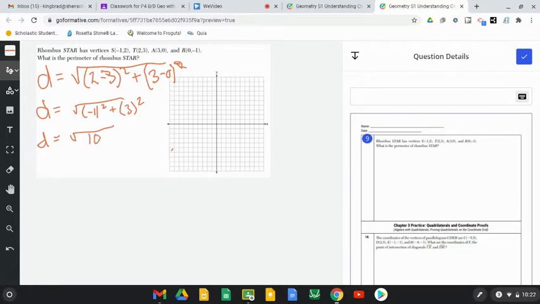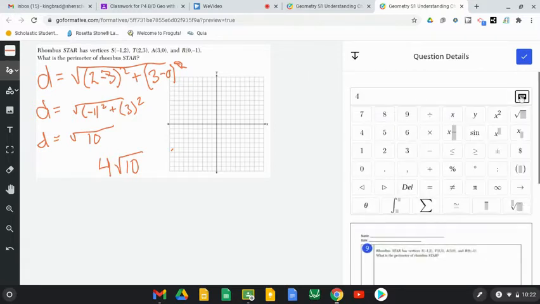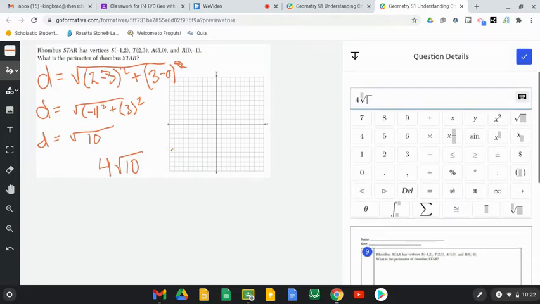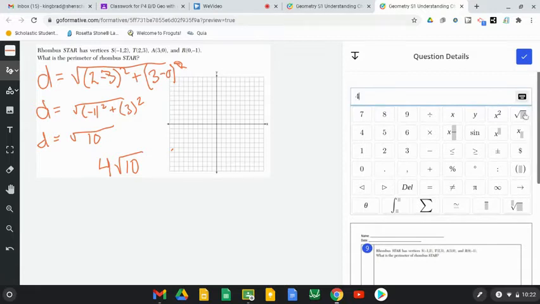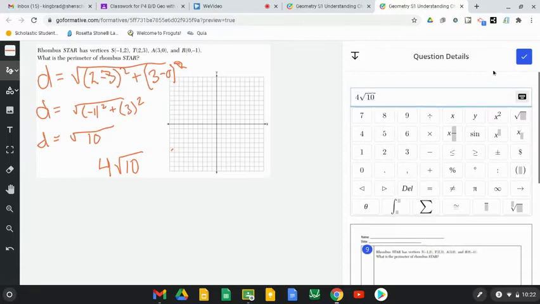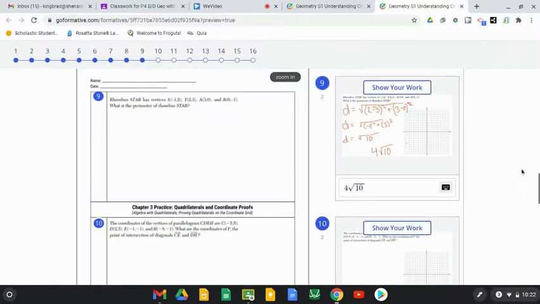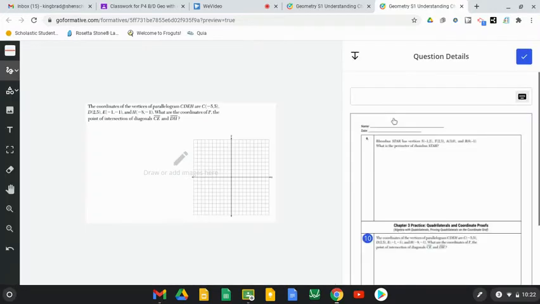Wait a second, how many sides did I say I had? 4. They're all the same. I multiply this by 4. My answer for perimeter is going to be 4 radical 10. So, go over here, type 4, go to this guy, hit the radical button. I don't want that one. I want this one, and hit 10. Check. Good. Next one.